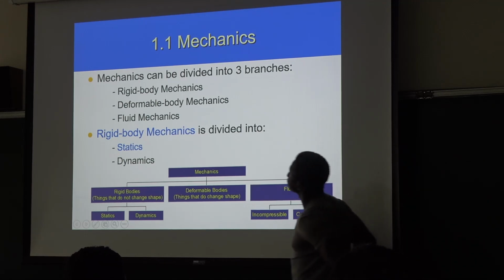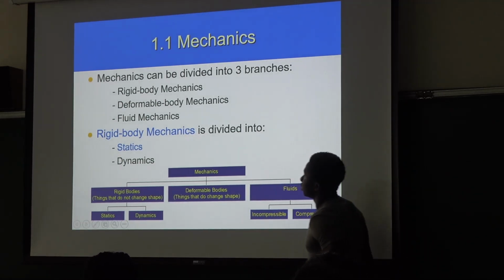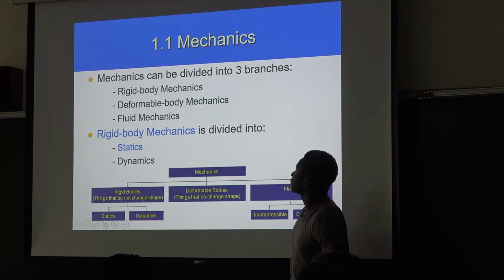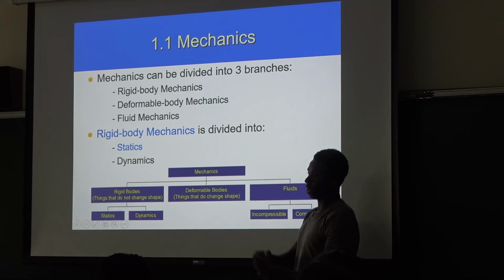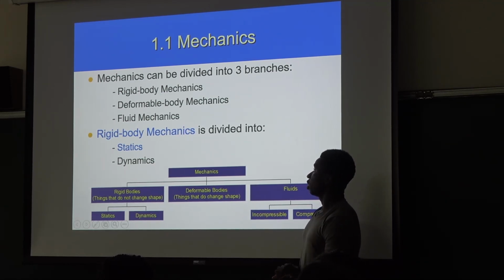Okay, so we start with the most basic part. It says the mechanics can be divided into 3 branches. So we have 3 major branches for mechanics. We have the rigid body mechanics, we have the deformable body mechanics, and the fluid mechanics.